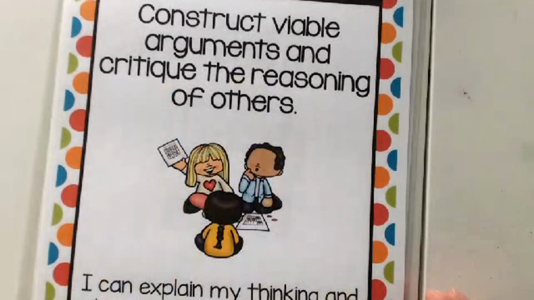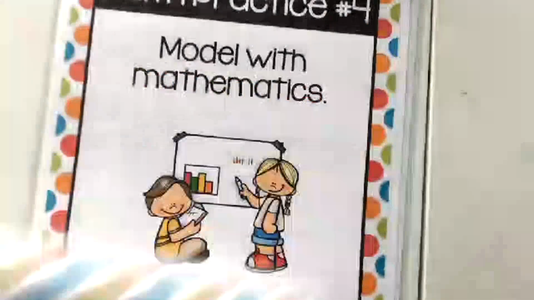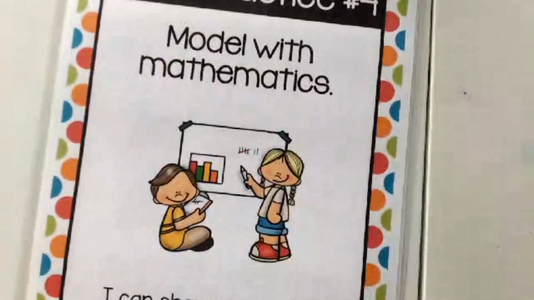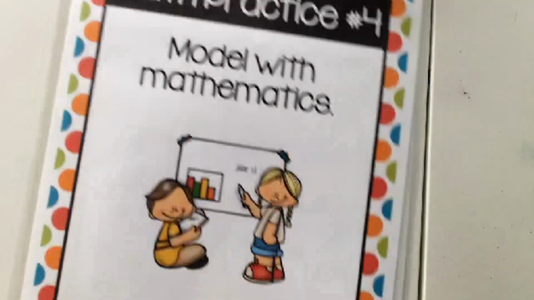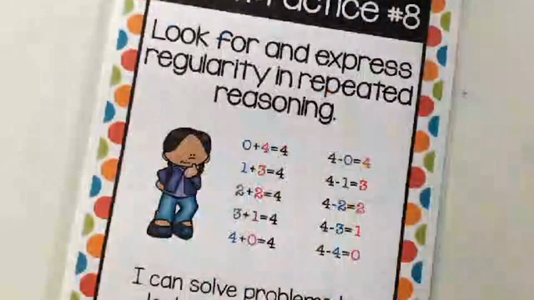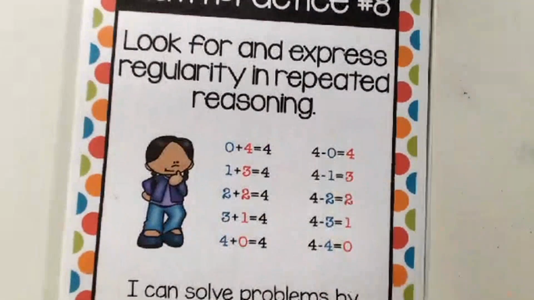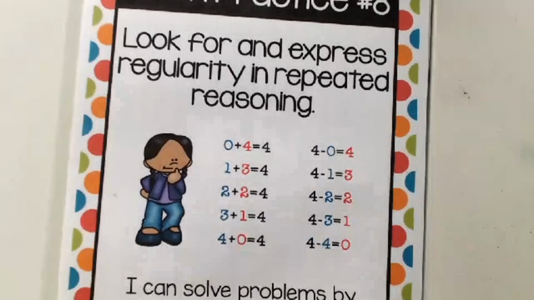Math practice 3. Construct arguments so you can explain your thinking. So talk and explain your thinking. Math practice 4, model with mathematics. We may draw some pictures. That's a model. Models are pictures. And math practice 8, patterns. We're going to look for repeated reasoning and patterns. Okay, so let's get to our solve and share.